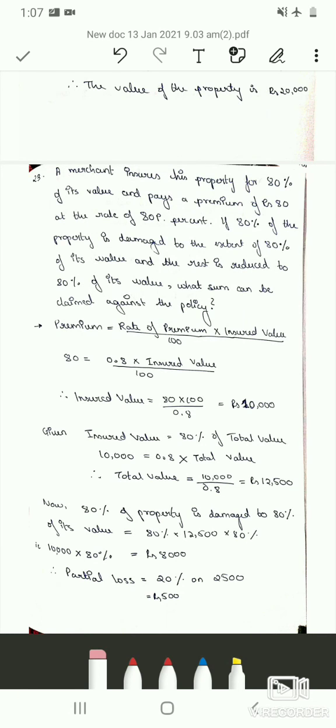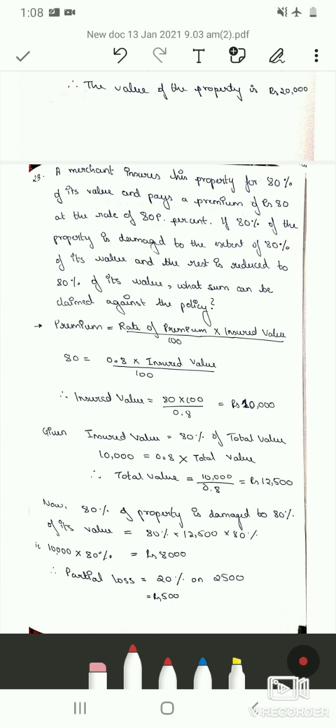So the next problem is, a merchant insures his property for 80% of its value and pays a premium of rupees 80 at the rate of 80 paise per cent. If 80% of the property is damaged to the extent of 80% of its value and the rest is reduced to 20% of its value, what sum can be claimed against the policy? So this problem is important. This can be asked in your case study.